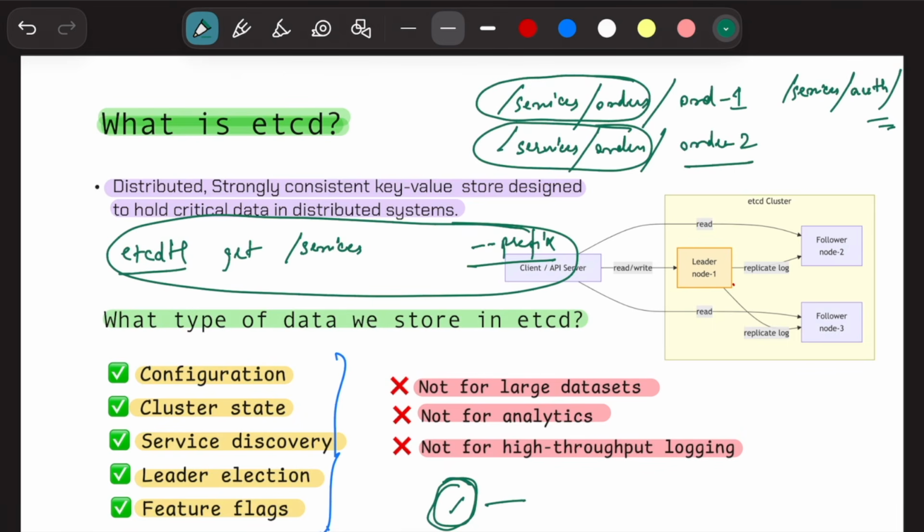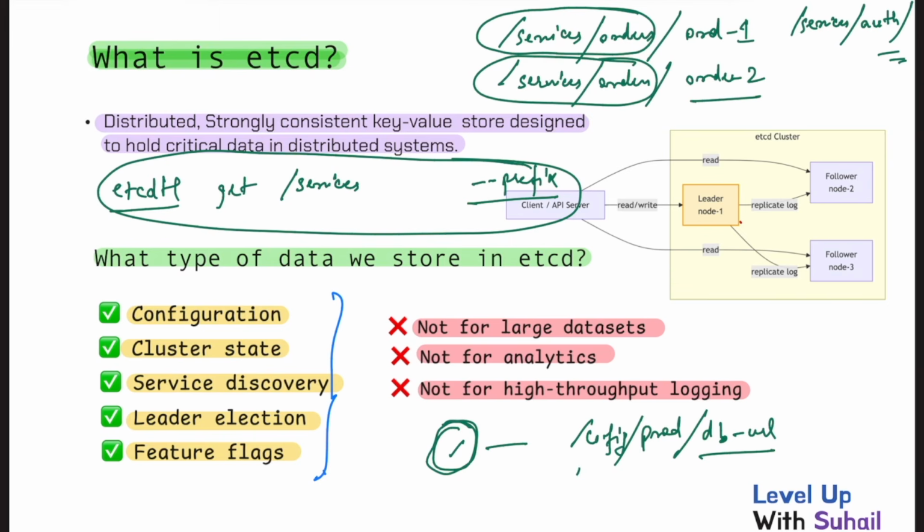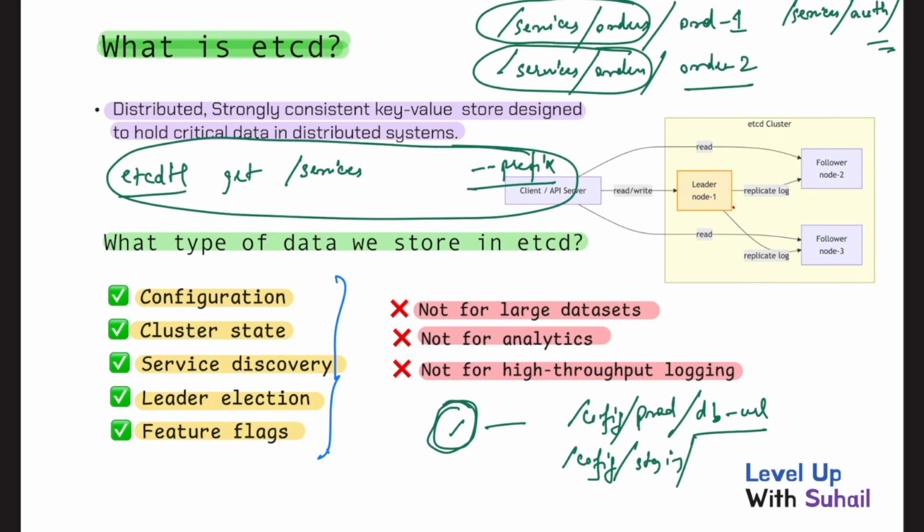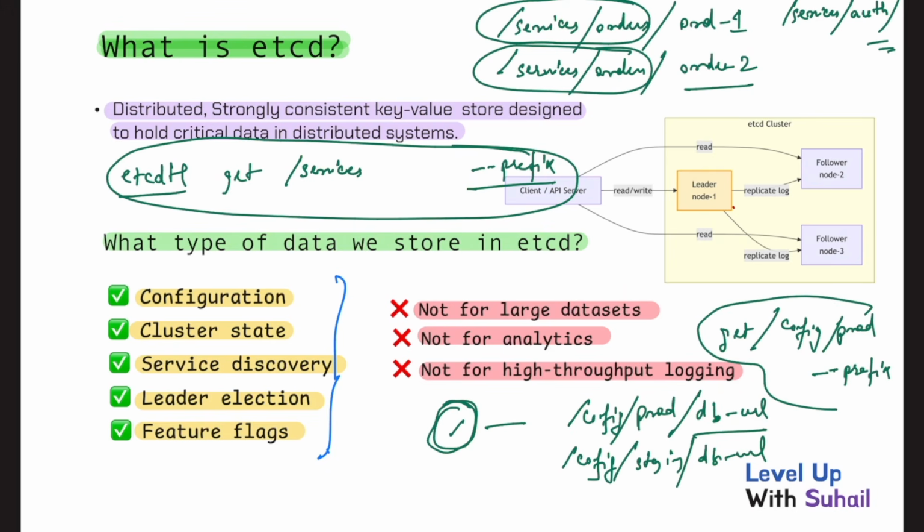For example, if you have the config, and let's say prod, and you have the DB URL, so this is one key. Similar to this, you have the config, and you have staging, and you have the DB URL, right? You might have different DB URLs with respect to the environment. If you want to retrieve all the configuration in the production environment, you can simply do this: get config prod with the prefix flag. So you can get all the configuration present in the prod environment, and if you want the staging environment configuration, you can do that as well.